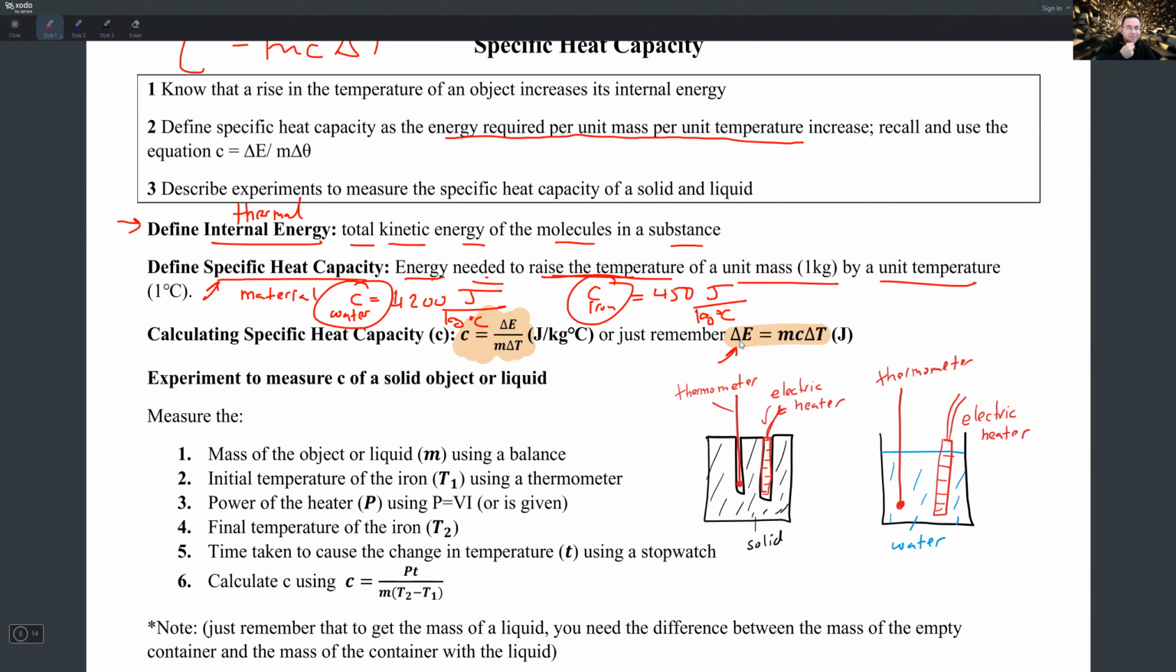فلما تيجي تقول لي E equals MC delta T وتقول لي مستر دي سخنت from 15 to 100, انت ما حسبتليش التوتال energy اللي جواها. انت حسبت لي how much energy did you give it. انا اديتها let's say 10,000 joules to heat up from 15 to 100 degrees.